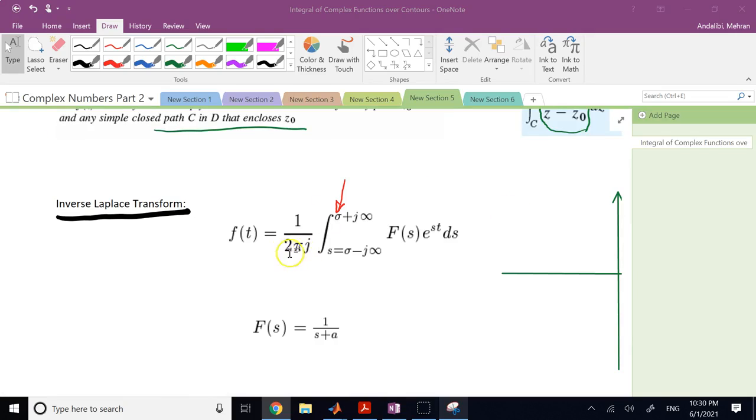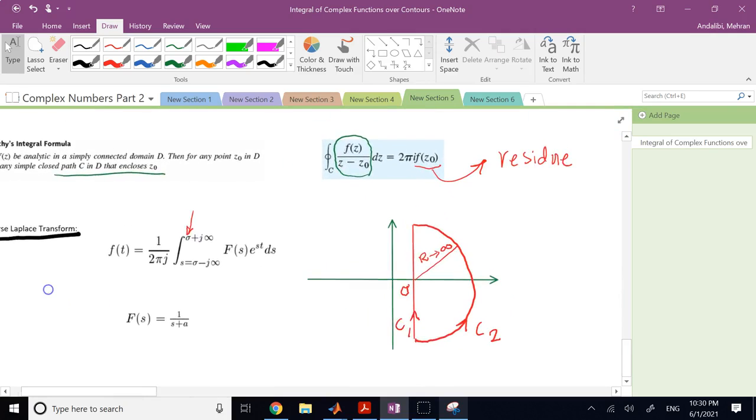But the direct method of calculating the inverse Laplace transform is integral of f of s, which is Laplace of f of t, e to the st ds, over a line which goes from sigma minus j omega, where omega goes to infinity, to sigma plus j omega, where again omega goes to infinity, and then the whole result divided by 1 times 2 pi j. And here j is the same as I, the same as the complex base.